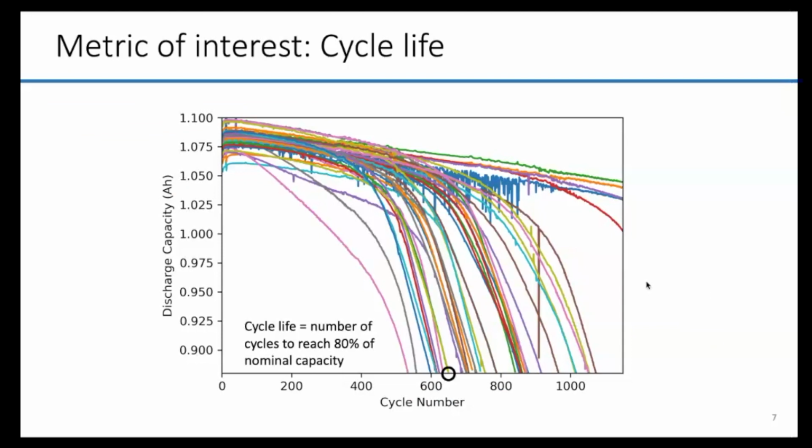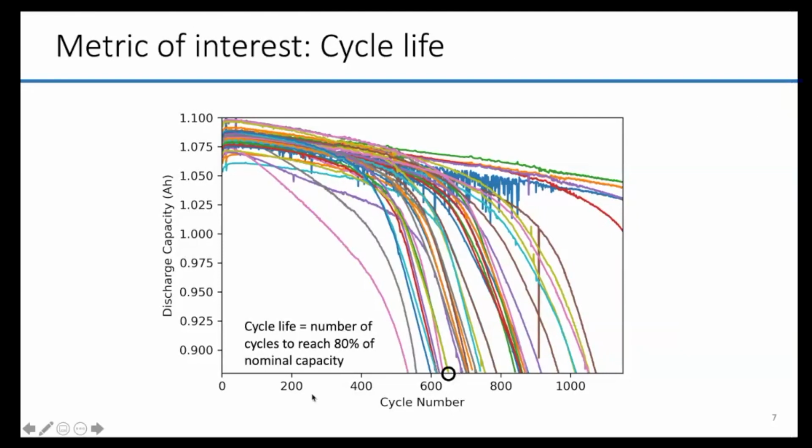So lithium-ion batteries come with some nominal discharge capacity that's shown to degrade over time. And time here we'll actually measure in terms of cycles, which is a charge and discharge event. The cycle life of the battery is the number of cycles that are required to reach 80% of the nominal capacity. So here I'm showing the trajectory of several of the batteries we tested, and the cycle life is the point at which the trajectory crosses the x-axis.